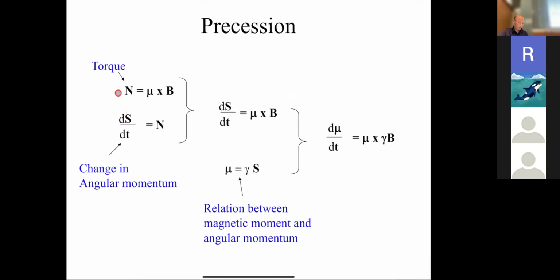So I have a torque, and from physics we know that the change in angular momentum of my particle, of my magnetic moment, is going to be related to that torque. But I also said that the magnetic moment is related to the angular momentum with this relationship here. So I can plug this in, and then I get d mu dt equals mu times gamma B. This becomes the equation of motion for my spin or my magnetic moment.